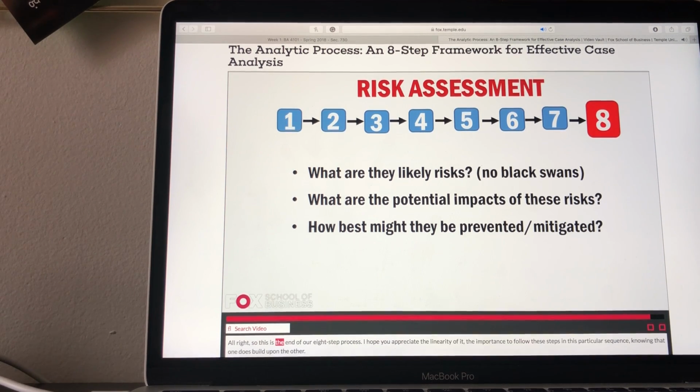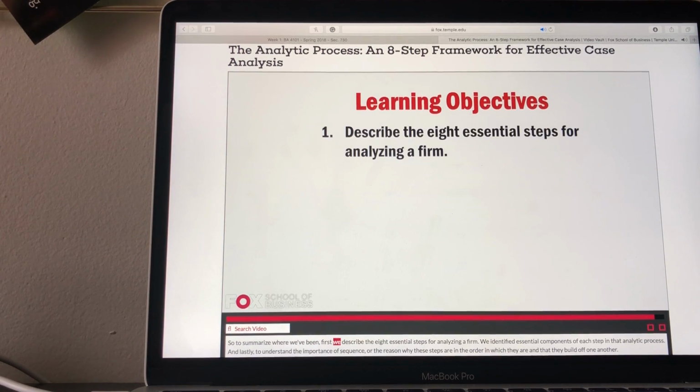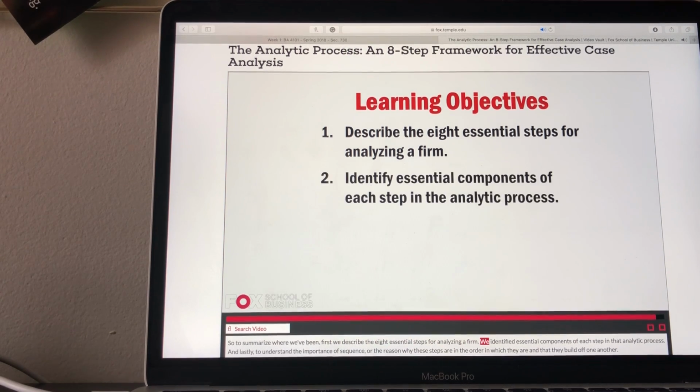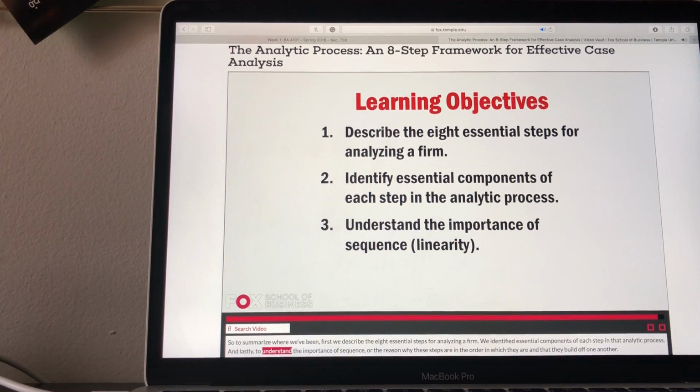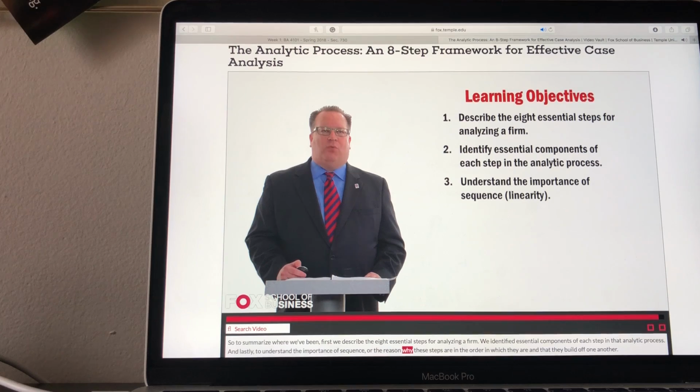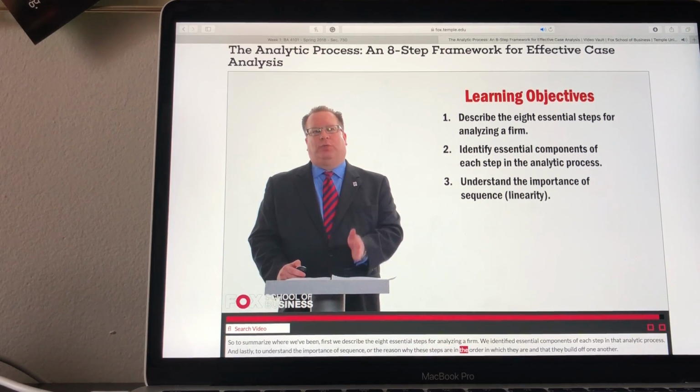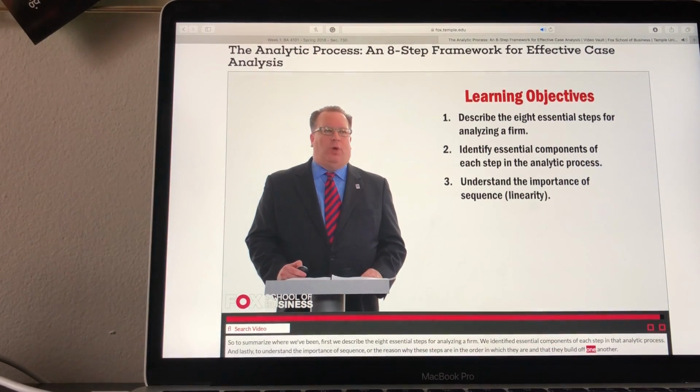All right, so this is the end of our 8-step process. I hope that you appreciate the linearity of it, the importance to follow these steps in this particular sequence, noting that one does build upon the other. So, to summarize where we've been, first, we described the 8 essential steps for analyzing a firm. We identified essential components of each step in that analytic process. And lastly, to understand the importance of sequence, or the reason why these steps are in the order in which they are, in that they build off one another.